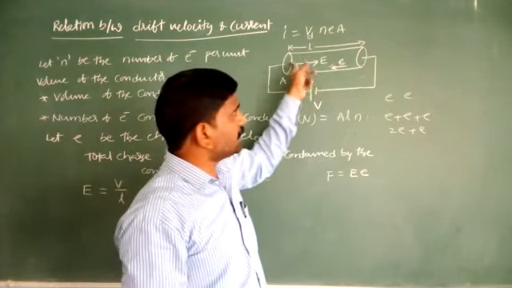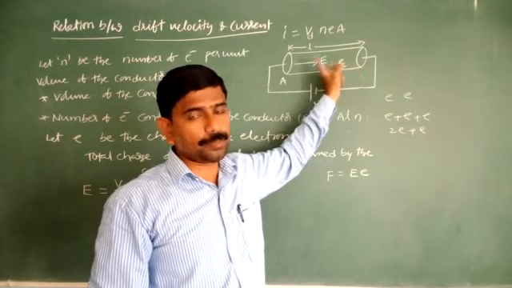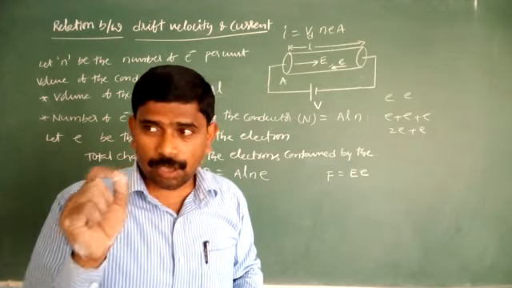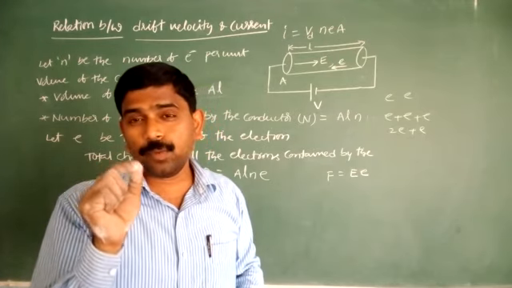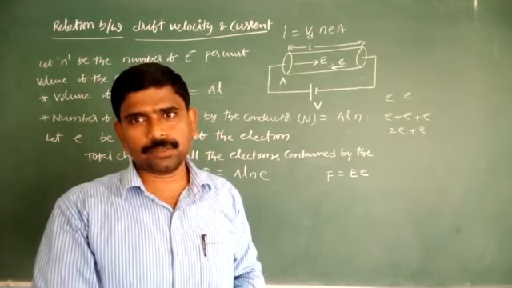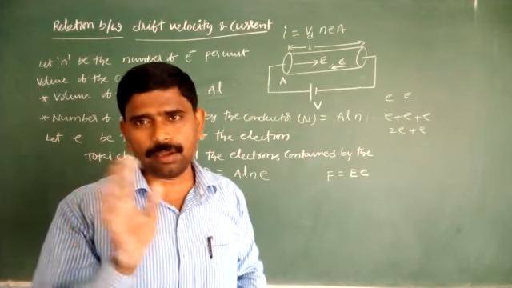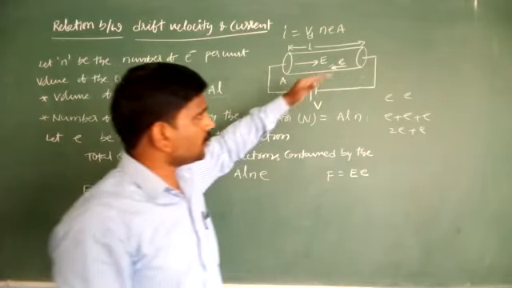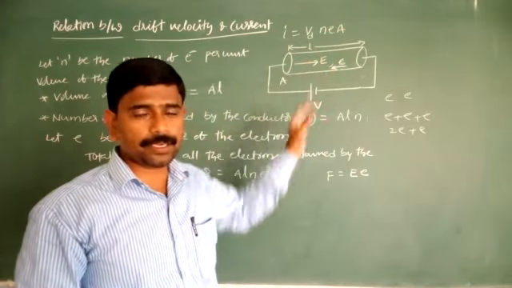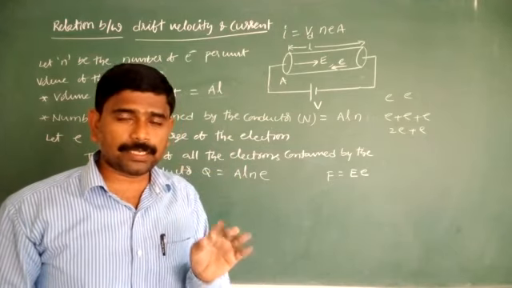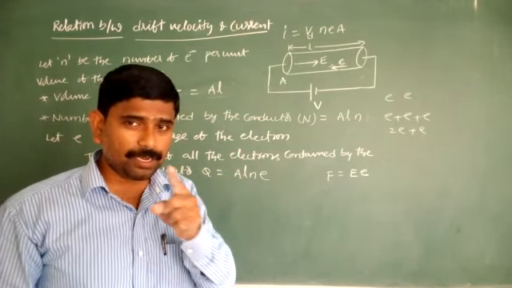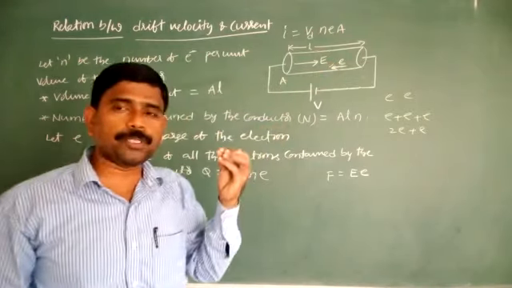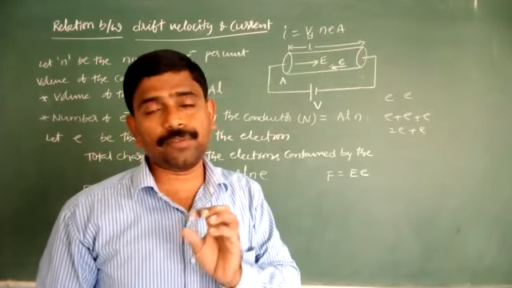Actually, in case the external electric field does not act, those free electrons move randomly in all directions. But here, due to the applied electric field, electrons move opposite to the field direction with a certain velocity. That average velocity of the free electrons we call the drift velocity. All these free electrons are moving opposite to the field direction with drift velocity.